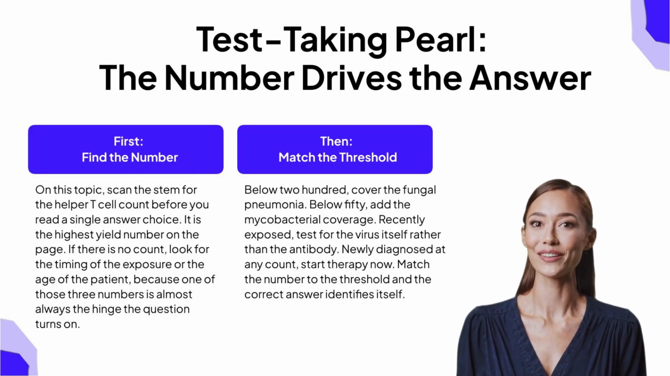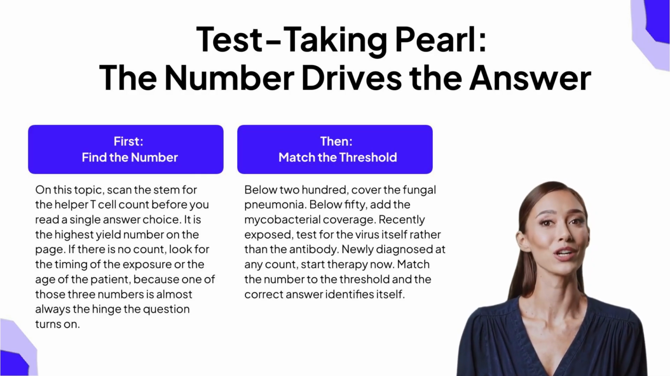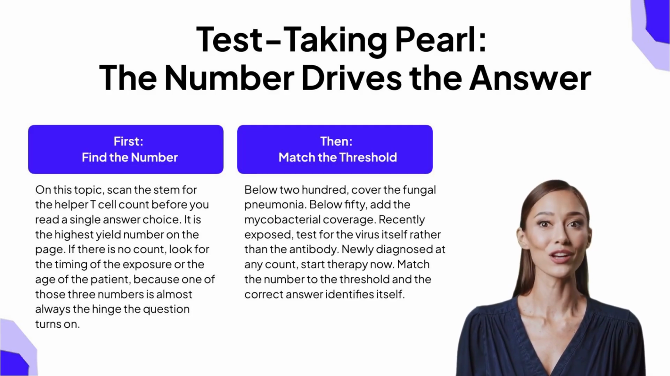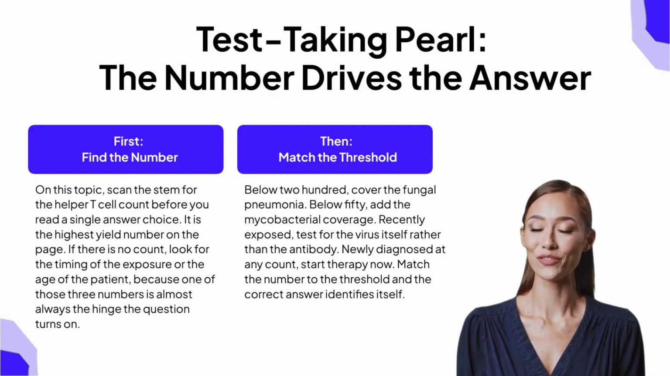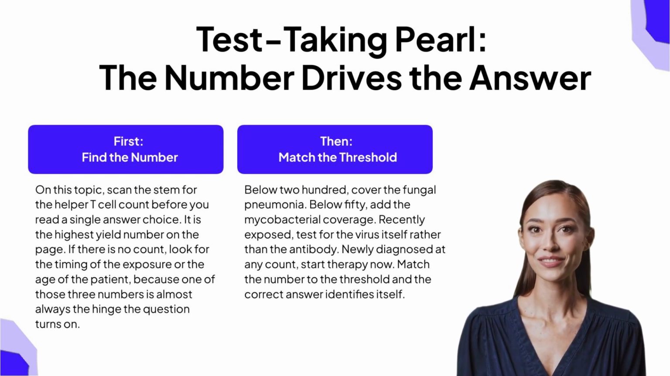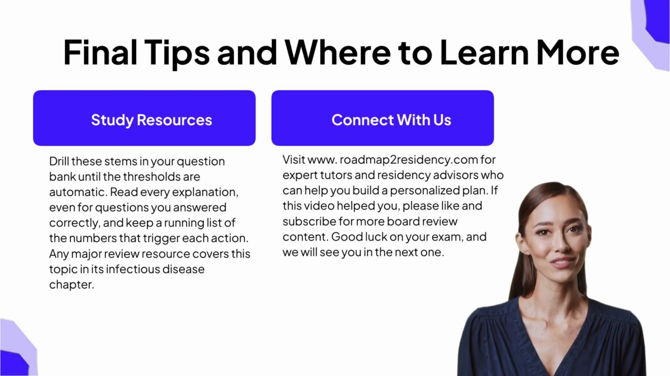Below 200, cover the fungal pneumonia. Below 50, add the mycobacterial coverage. Recently exposed with a flu-like illness, test for the virus itself rather than the antibody. Newly diagnosed at any count, start therapy now. That wraps up our review.